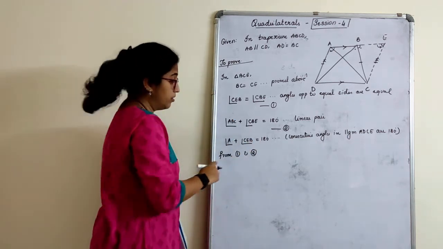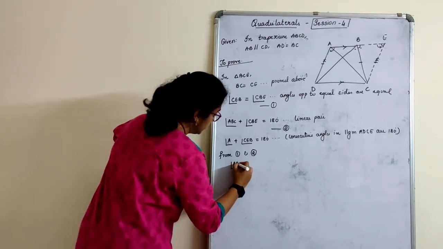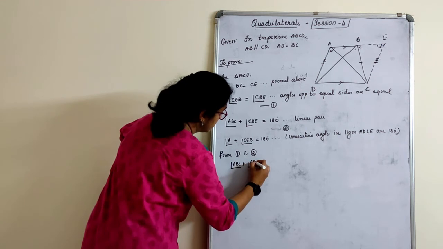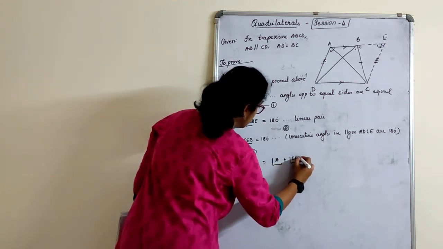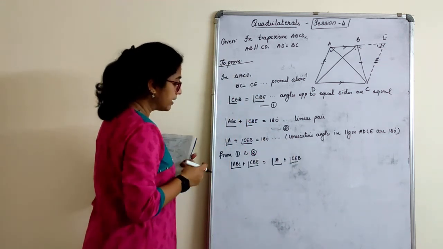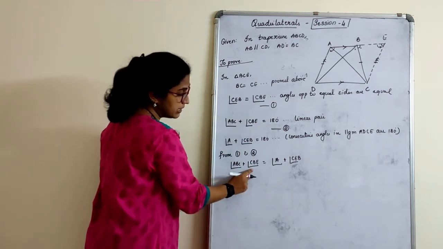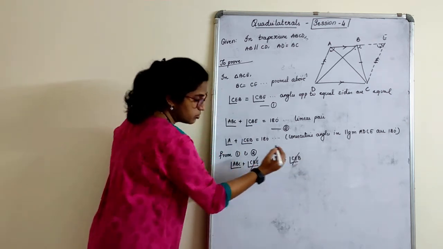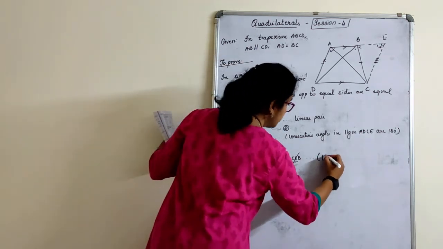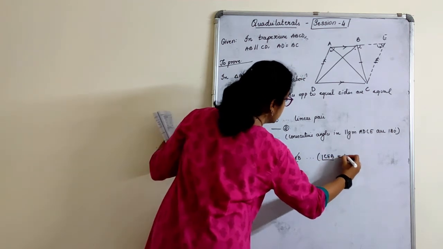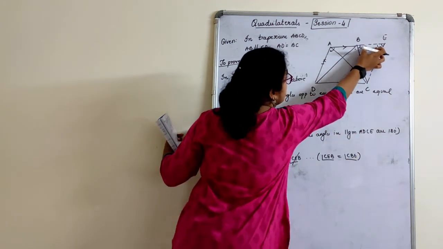Okay, from equation 1 and 2, things equal to same thing are equal to one another. Angle ABC plus angle CBE is equal to angle A plus angle CEB. Now, are any two angles equal here? Which two angles are equal? Angle CBE is equal to CEB, right? So, I will just cancel these two angles and I will write here reason as angle CEB is equal to angle CBE. That is these two angles.